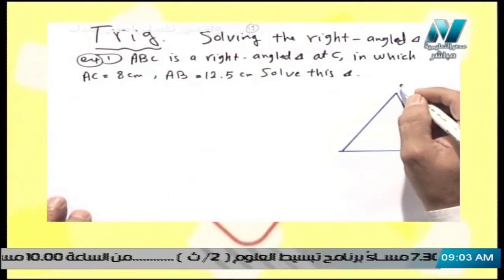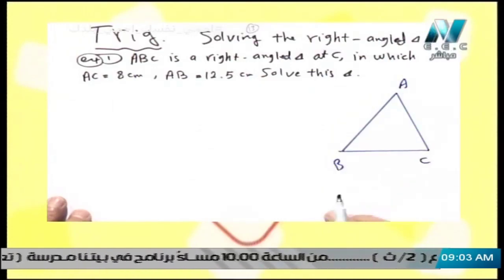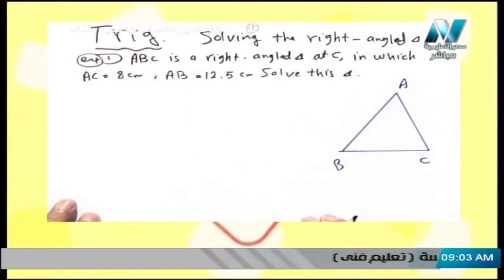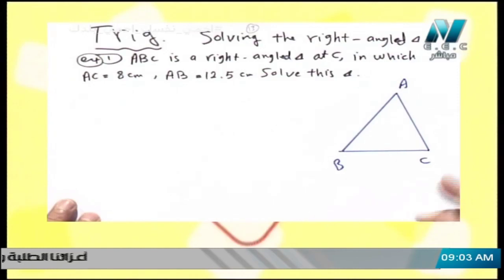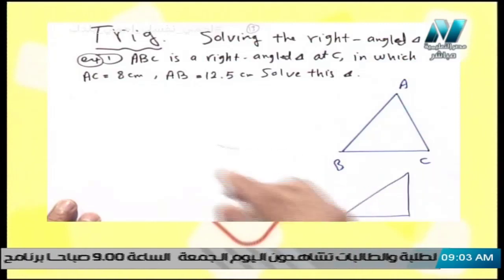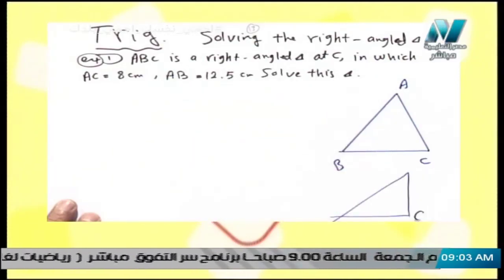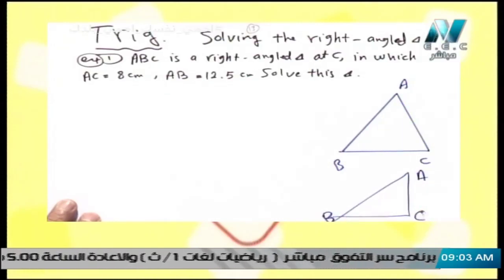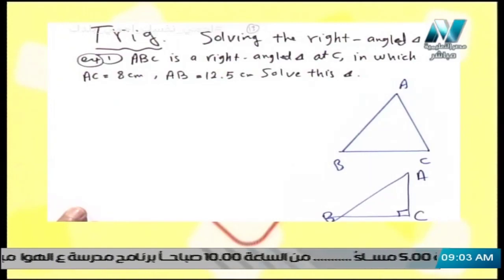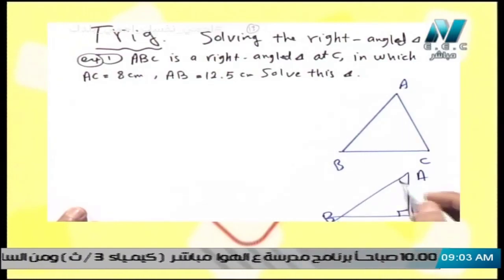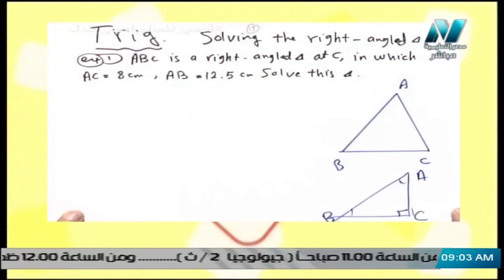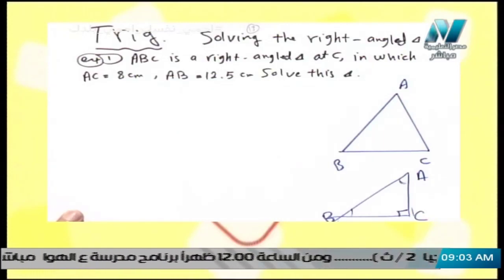We have a triangle ABC. Solving a right angle triangle. What is the meaning of solving a right angle triangle? This is an acute angle triangle, but if we have a right angle triangle like that, and ABC is a right angle triangle at C, this right angle triangle has 3 sides and 3 angles. So we have 6 elements. To solve the triangle, we must find the 6 elements.